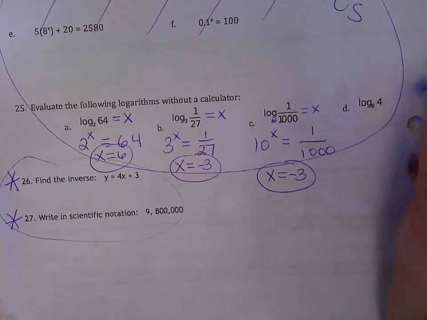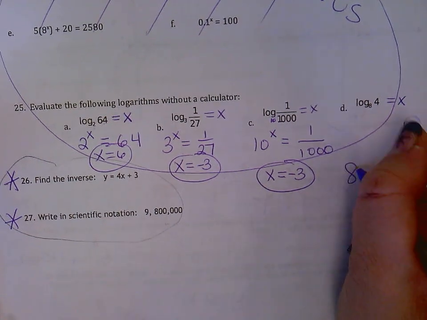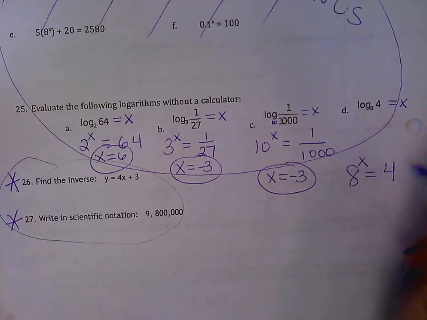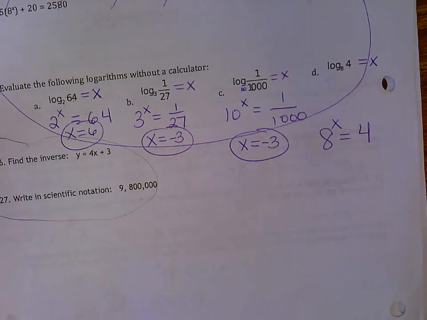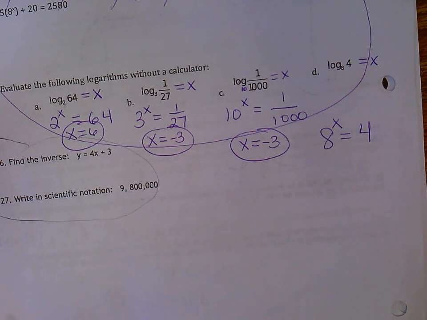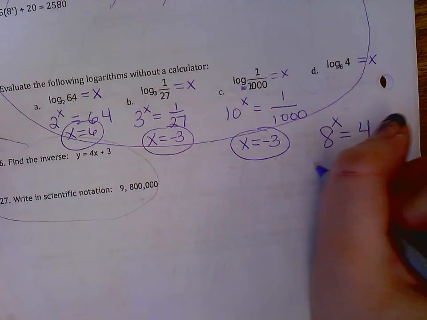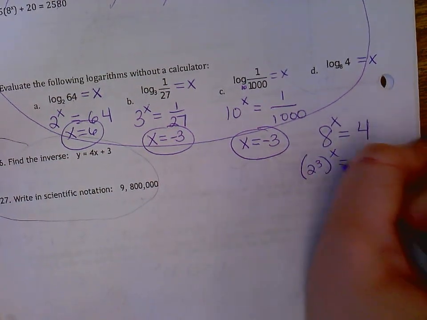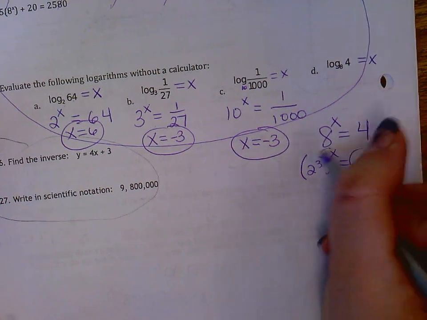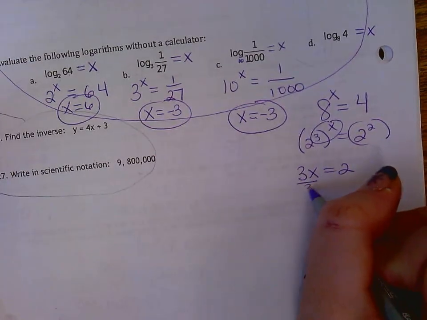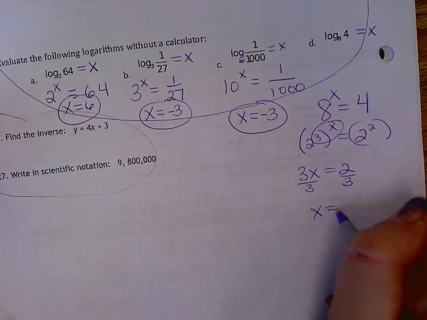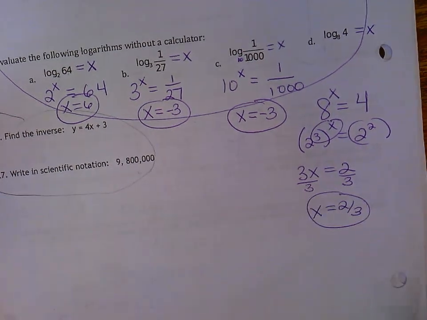Number D is a little bit harder. They're asking you 8 to what power would give you 4. So why don't you try to solve this one like you did at the beginning where you make them both have the same base. They're both going to need the same base of 2. So I'll put 2 cubed to the x equals 2 squared. So 3x is equal to 2. And I divide by 3. X is the fractional exponent of 2/3.